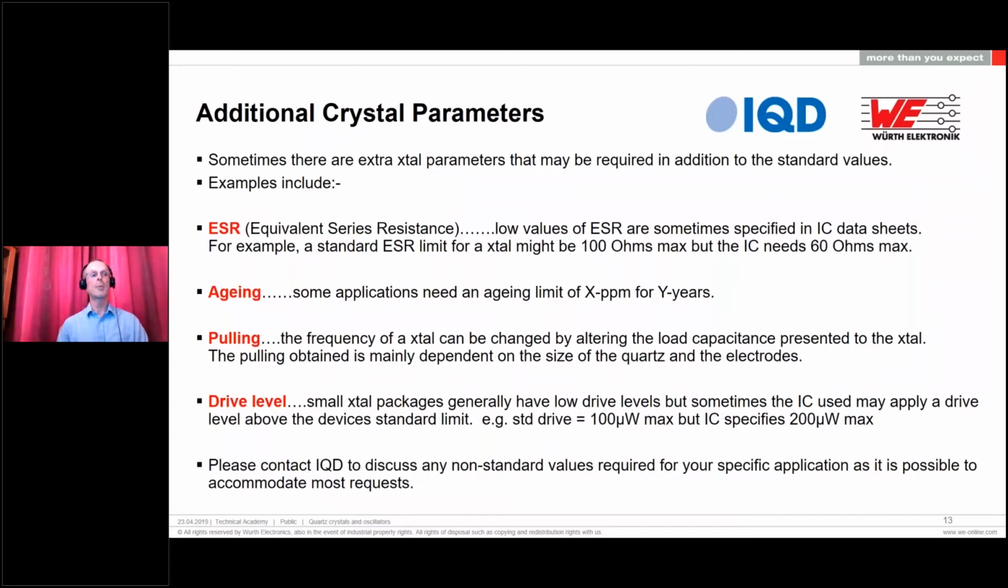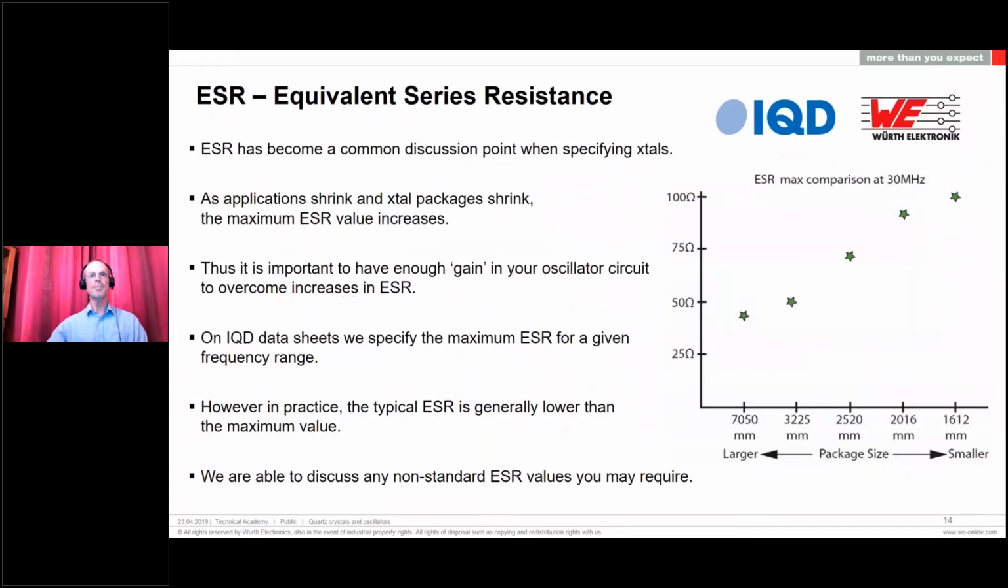Another extra parameter may be drive level. You have to remember that small crystal packages generally have low drive levels, but sometimes the IC used may apply a drive level above the device's standard limit. A crystal may have a standard drive of 100 microwatts, but the IC you're using specifies 200 microwatts. For any of these, please come and contact us to discuss any non-standard values you need. Most of these parameters can be accommodated.